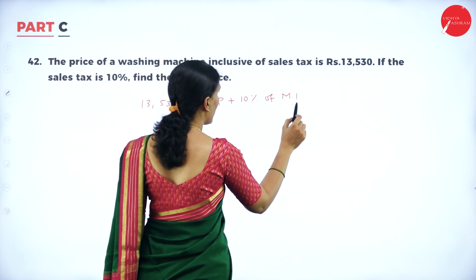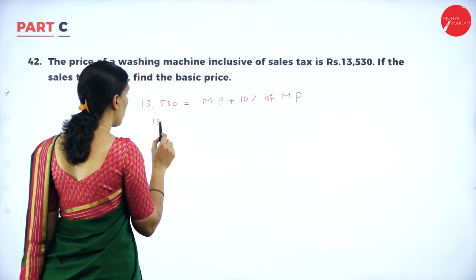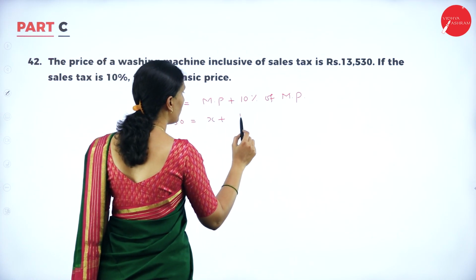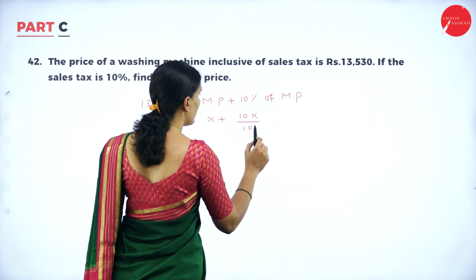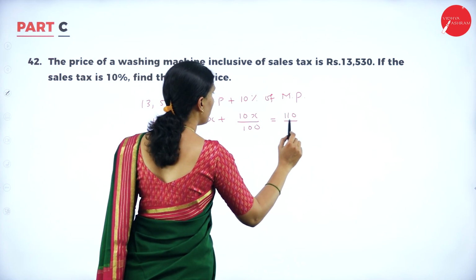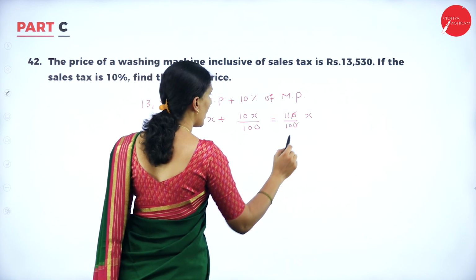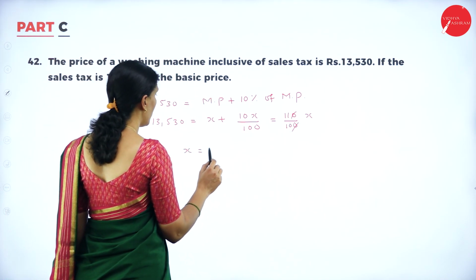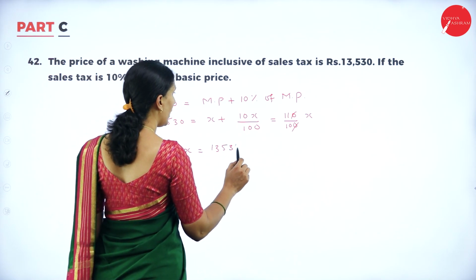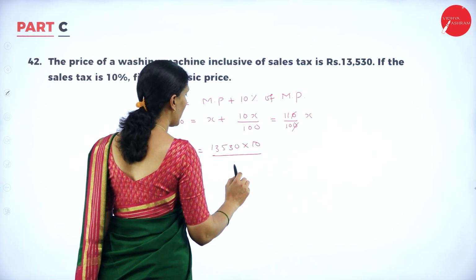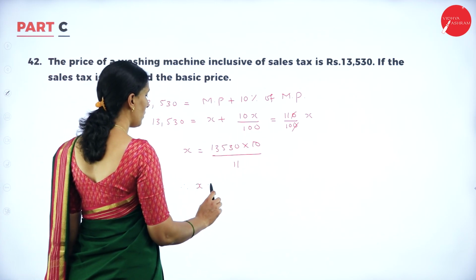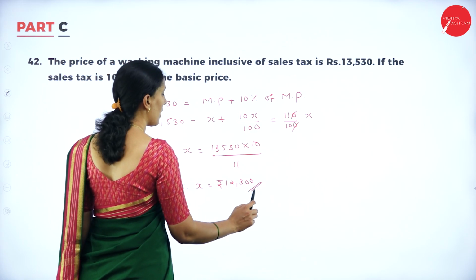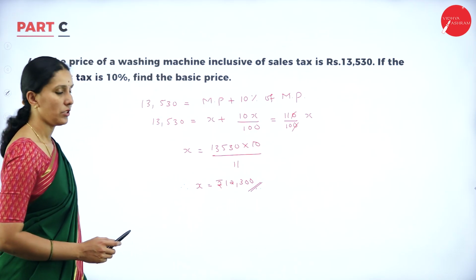So let me take the market price as X there, or we can write this as X plus 10% of X, means 10x by 100, which will be equal to 110 by 100 into X. So we can cancel and write it as 11 by 10 into X. So if you solve this, we will get 13,530 into 10 divided by 11. So therefore, X will be equal to 12,300. So this is the market price of the washing machine.